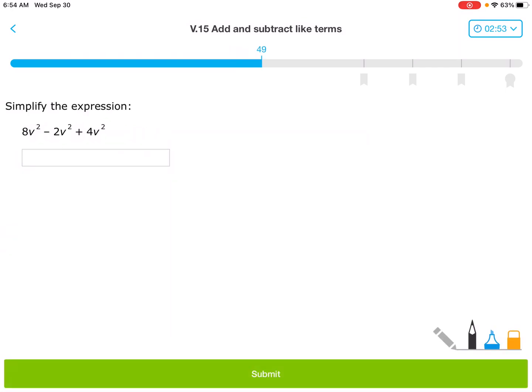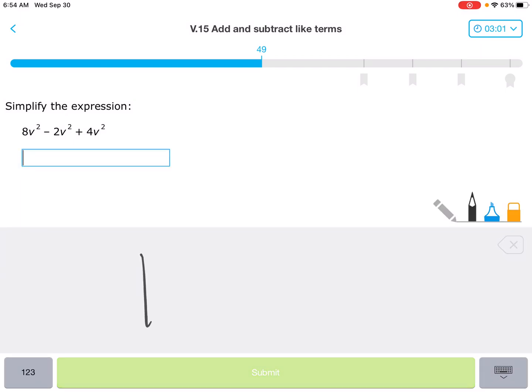Again, all of these have the same term. The term is v to the second power. So 8 minus 2 is 6, and 6 plus 4 is 10v squared.